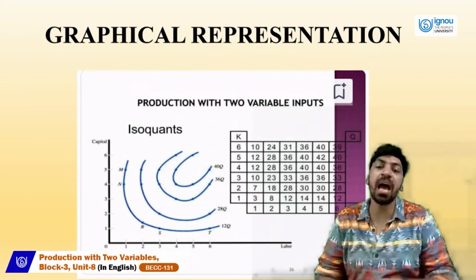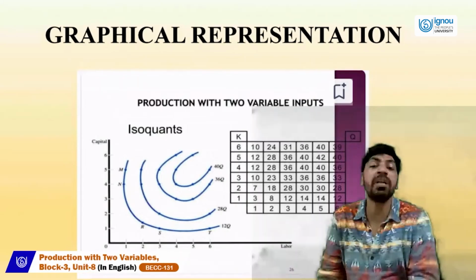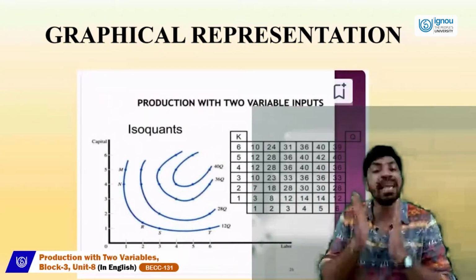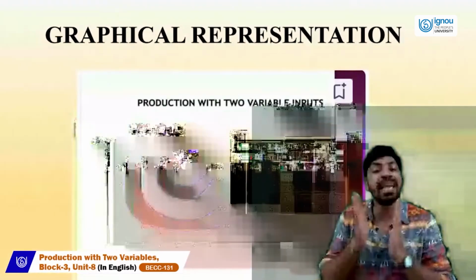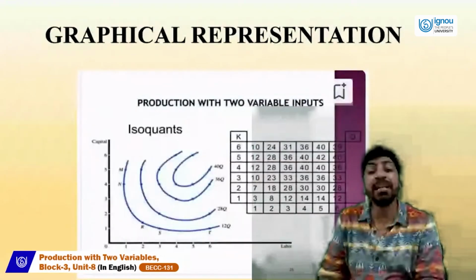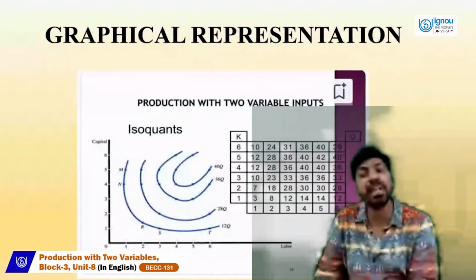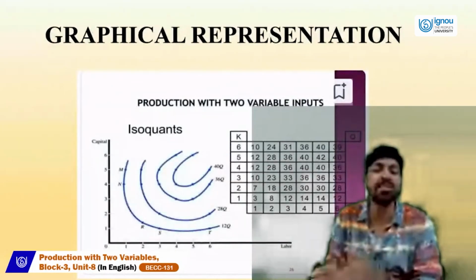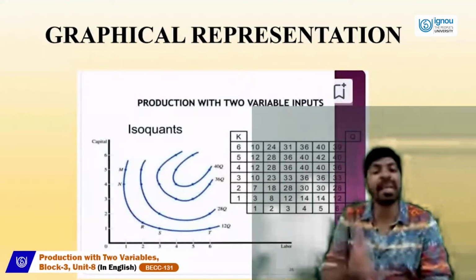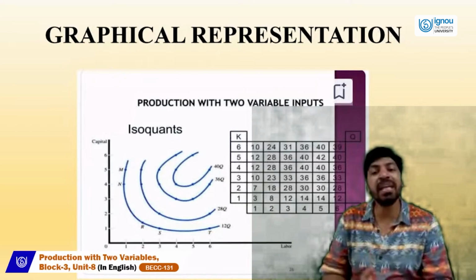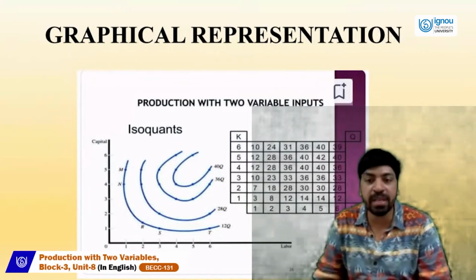and capital, which produces the same level of output, that is 12. So 12, 12, then 10, then 18, then 12, then 14, 14, and 12. So this is the first isoquant, which produces the same level of output, that is 12 units. Let's begin from the second isoquant.